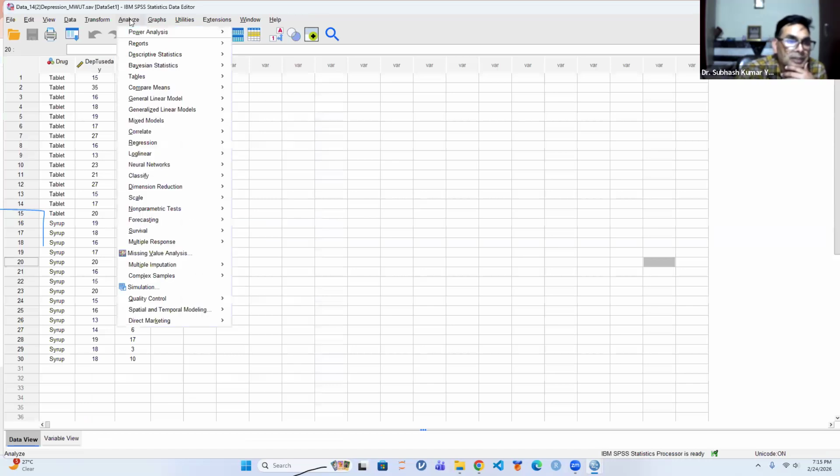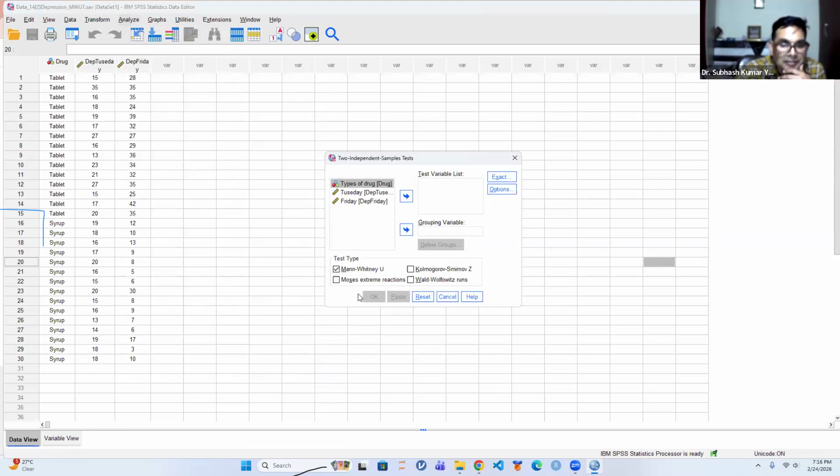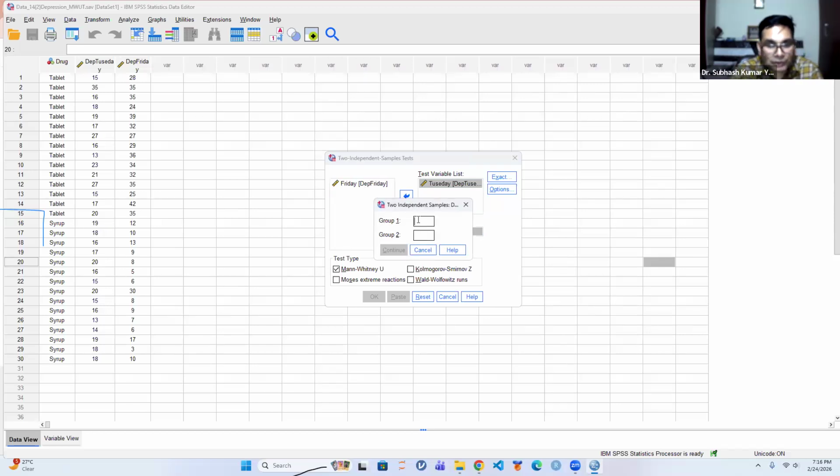Now come to independent sample test. So go to Analyze, then Non-parametric Tests, and go to Legacy Dialogs, and there you will see two independent samples test. So what we have to do, suppose we are testing for the Tuesday data, you have to put this grouping variable here, and you have to define groups. So we have put one for one group and two for another group. Just click on Continue and go.